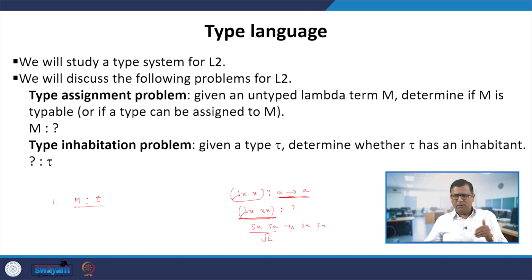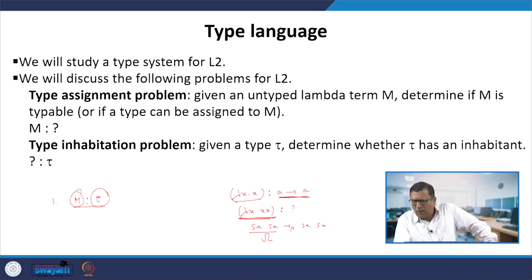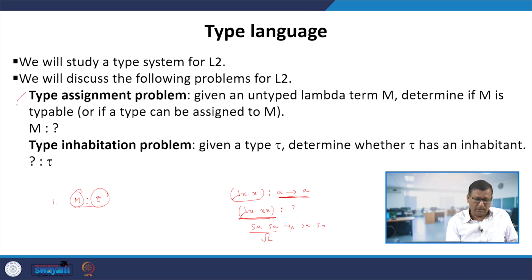So, this is the idea about expressivity. When we make the language very expressive, it may not always be decidable. So, to what extent the decidability remains is interesting. L2 is a language that we have studied that has this decidability. That means we are going to have an algorithm and we are going to discuss that algorithm here. The input will be m, and the algorithm will tell either m is not typeable, or it will say look, this is typeable and the most general type is tau. So, this is called the type assignment problem.